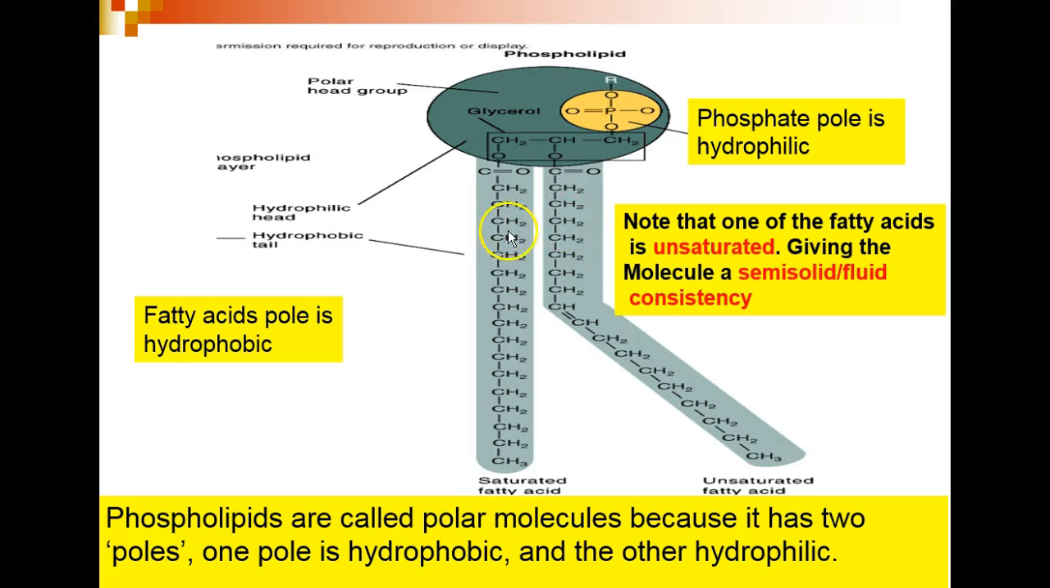Notice that the two fatty acid chains attached to the glycerol in a phospholipid molecule are not the same. One of the fatty acids is a saturated fatty acid, while the other one is an unsaturated fatty acid. The unsaturated fatty acid will give the molecule a semi-solid or fluid consistency.